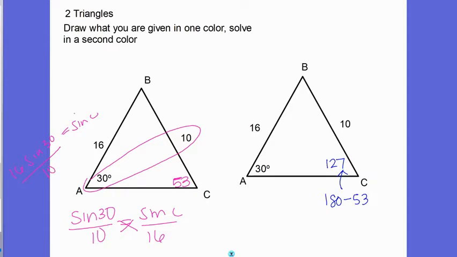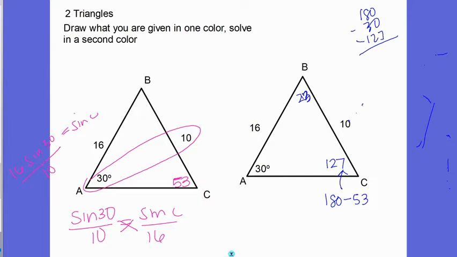And then the next thing I need to ask myself is, looking at only my blue triangle, can I make a triangle? Remember, a triangle adds up to 180. So 180 minus 30 minus 127. Do I still get an angle? And when I do that, I get 23. So I'm going to fill that in up here.